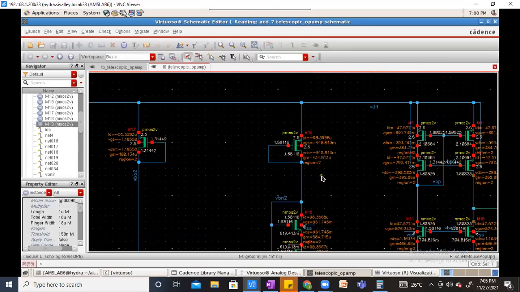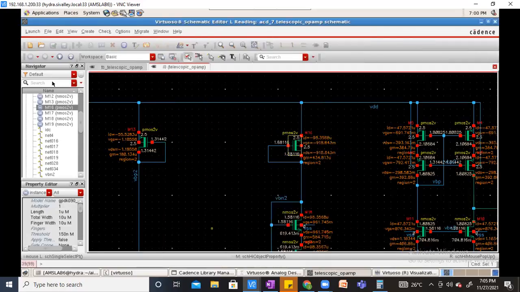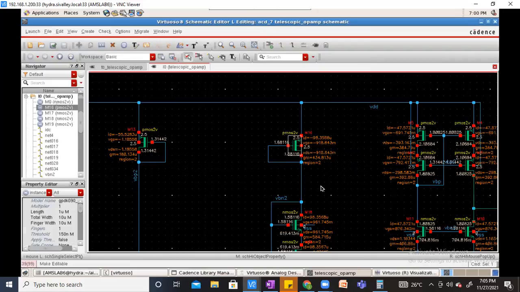So how can I make that be in the saturation region? You just tweak it, sir, to reduce the W2, let's say 0.5. So reduce to 0.5. Oh, this is not editable. Huh? It will work definitely. So you can just try tweaking it.